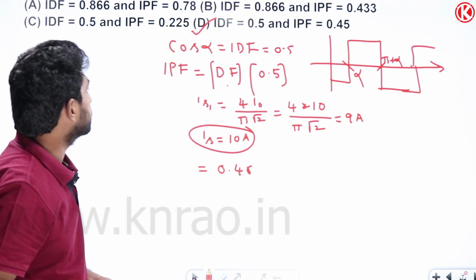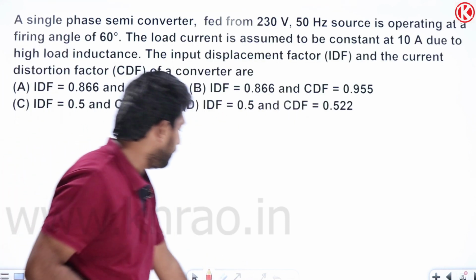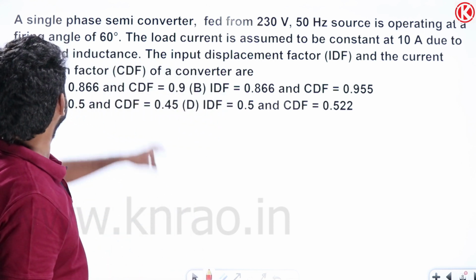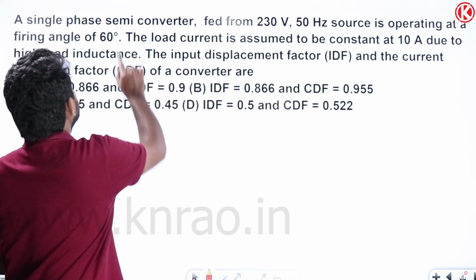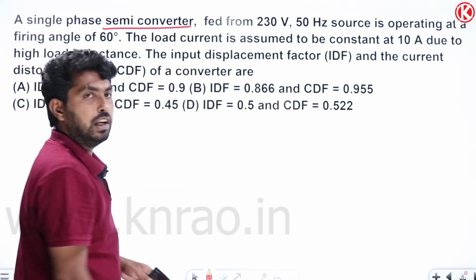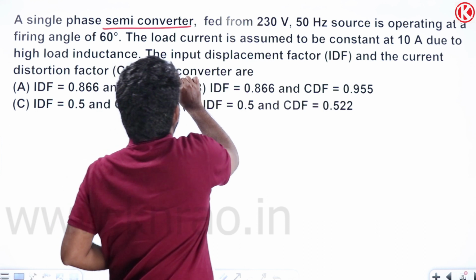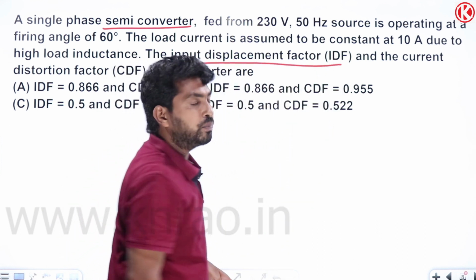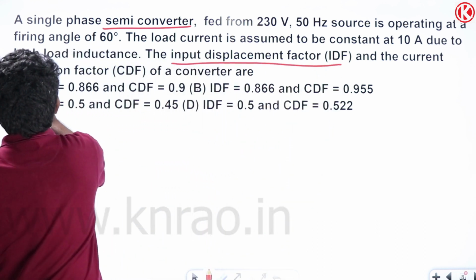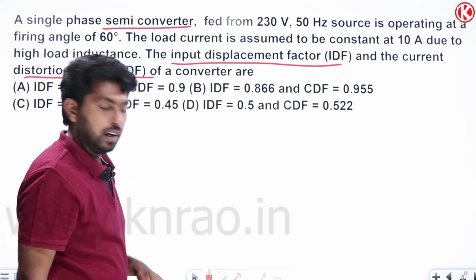Now let us solve the next problem. Here it is the same problem, but with a semi-converter. If you observe here, it is a single phase semi-converter. What we have to find here is also the input displacement factor and the current distortion factor.